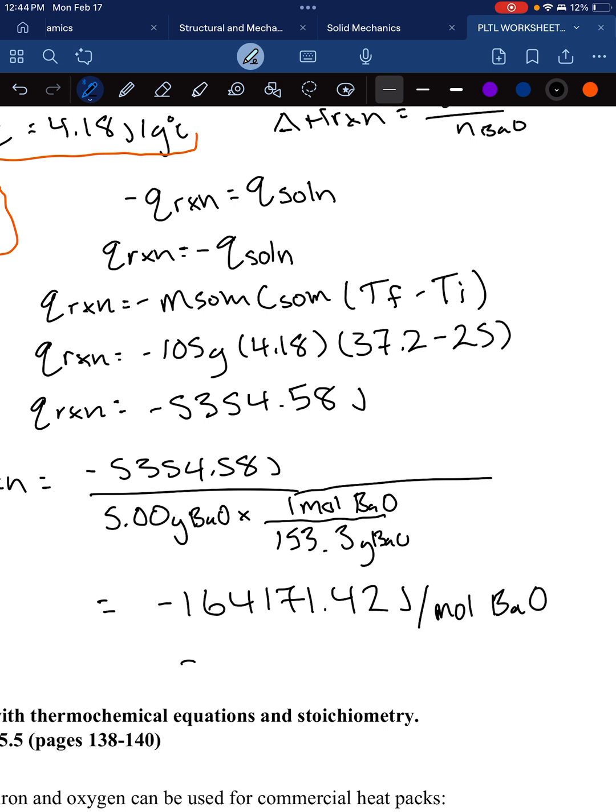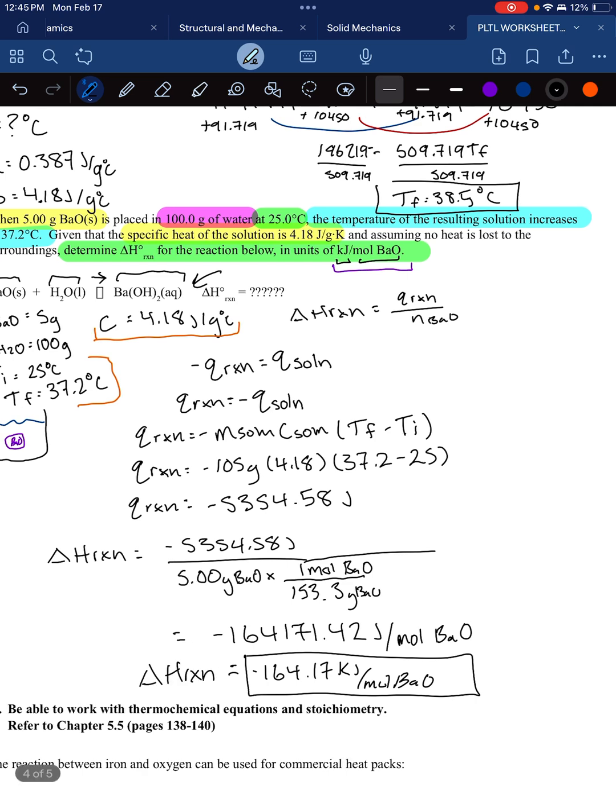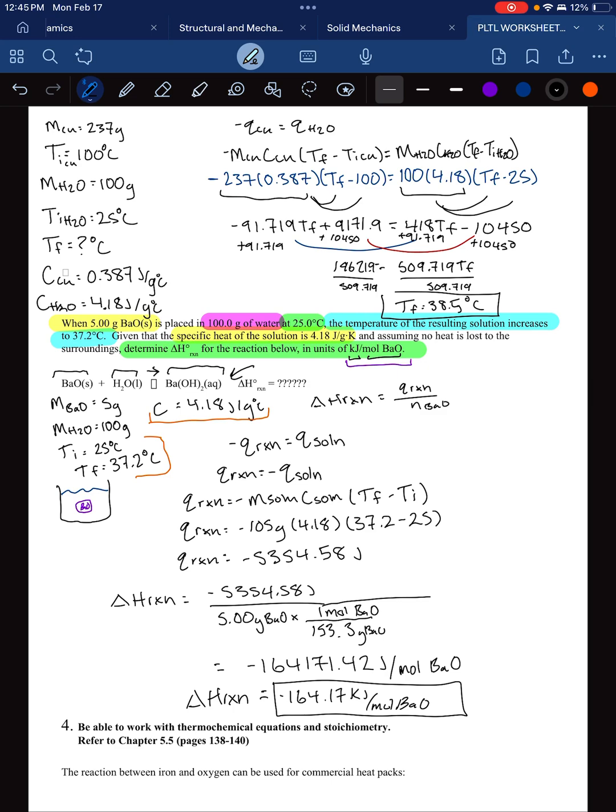And I just realized it wanted kilojoules, didn't it? So I just did some extra stuff for no reason. But luckily, you can just move that decimal place. That'll be per mole of barium oxide. And there's your answer. And that is delta H of the reaction. There we go. And now the last one.